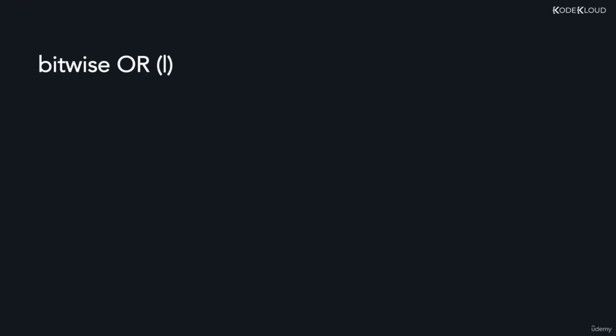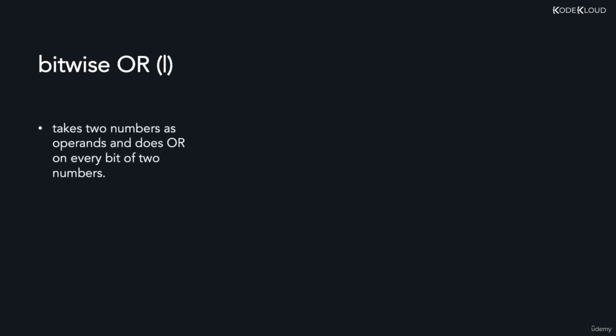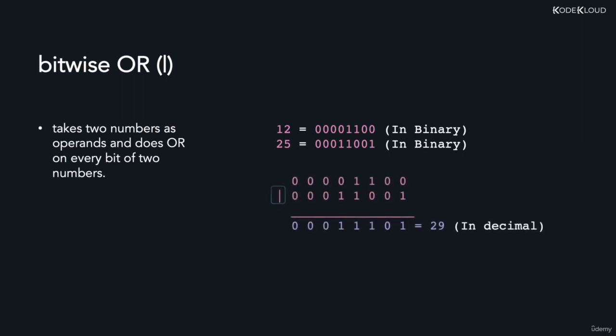Next up, we have the bitwise OR, and it is denoted using the vertical bar sign. Bitwise OR takes two numbers as operands and does an OR on every bit of the two numbers. Let's see how OR is going to work for 12 and 25. If we do an OR operation here, we see that we get 1 when even one bit of the two operands is 1, while we get 0 when both of the bits are 0. So this entire result is 29 in the decimal number system.